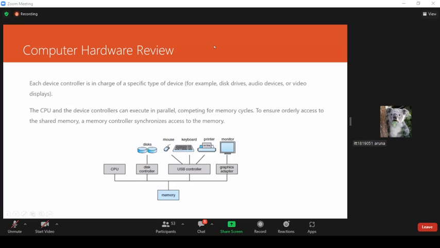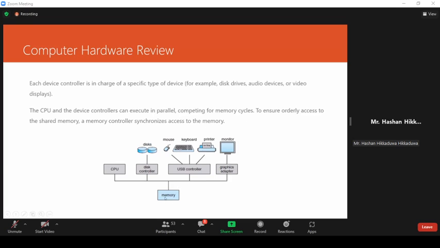Then each device controller is in charge of a specific type of device, for example, disk drives, audio devices, or video displays. The CPU and device controllers can execute in parallel, competing for memory cycles. To ensure orderly access to the shared memory, a memory controller synchronizes access to the memory.